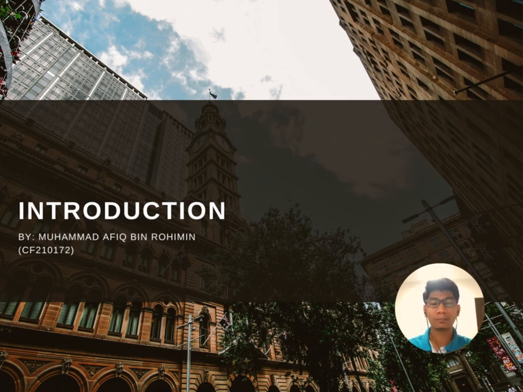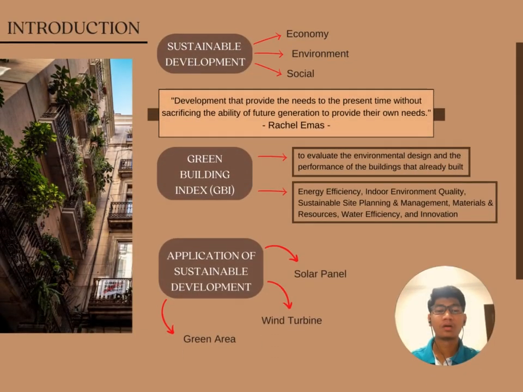First of all, there are three main points in the introduction: what is sustainable development, the Green Building Index, and the application of sustainable development. First and foremost, sustainable development consists of three main pillars, which are economy, environment and social. The definition of sustainable development is development that provides for the needs of the present time without sacrificing the ability of future generations to provide their own needs. This quote was taken from Rachel Mas.